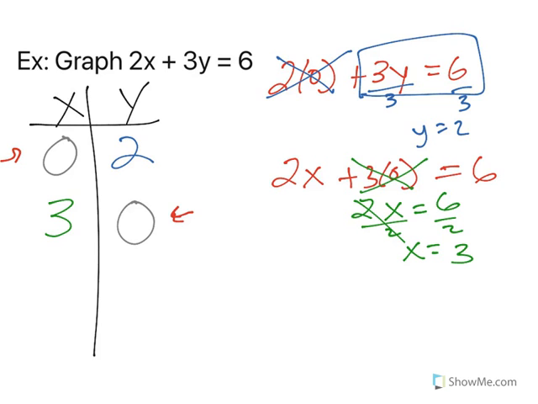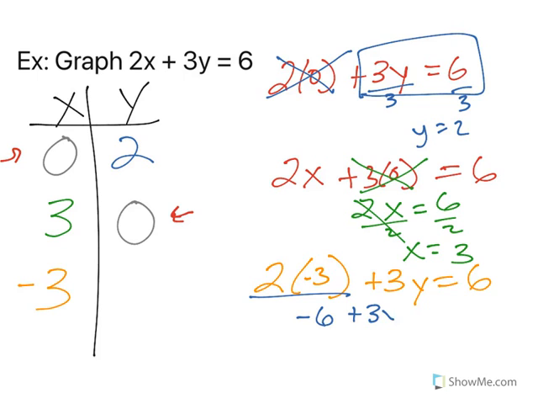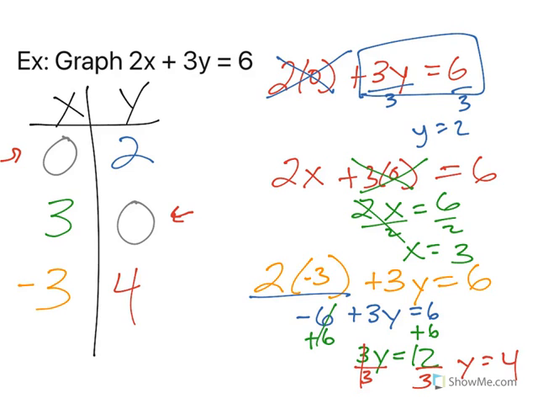Okay, now you can choose anything you want for the other number. I usually say, okay, I have an x value of 3. I'm just going to make my other x value -3. I always take the opposite sign of whatever that is, just so I have a good representation on my graph. Okay, so now I'm going to take 2 times -3 plus 3y equals 6. Well, 2 times -3 is -6 plus 3y equals 6. I'm going to add 6 to both sides to get the 3y by itself. So 3y equals 12. Divide both sides by 3, and my y value is 4.